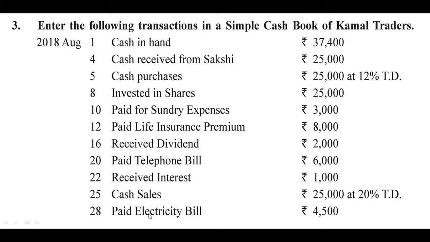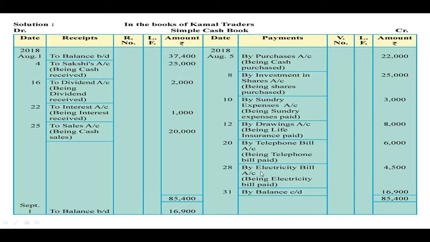Then last one, paid electricity bill 4,500. This is an expenditure. Therefore it is recorded on the credit side by electricity bill account 4,500. So this is the last transaction on the credit side. After that you can see balance carried down. So that I have explained in the previous example, that you have to take the total of the debit side, which is 85,400. From that you have to subtract the amounts recorded on the credit side, that is 22,000, 25,000, 3,000, 8,000, 6,000 and 4,500.